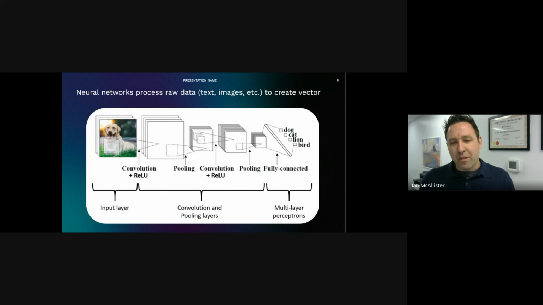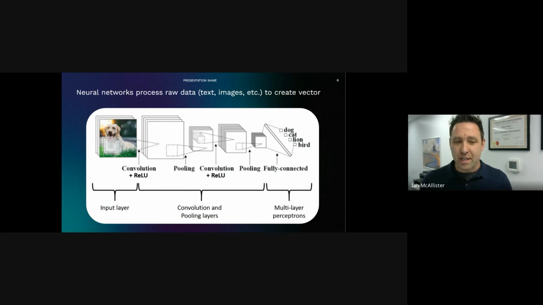So here we can see a simplified view of a convolutional neural network, or CNN. This is a type of neural network commonly used for image recognition tasks. The process begins with an input layer, in this case, an image of a dog. From there, the model applies a series of convolutional layers. These layers detect patterns like edges, textures, or shapes, and pass that information forward.